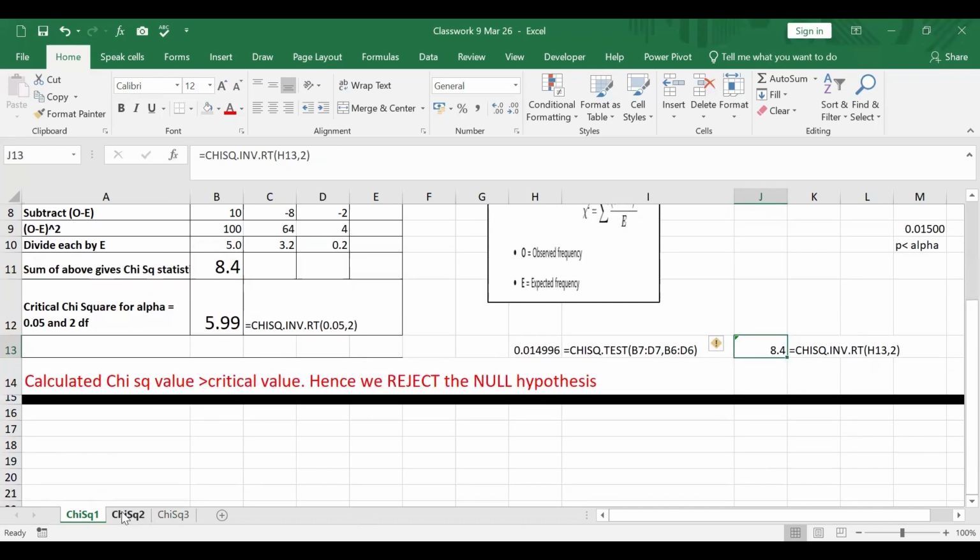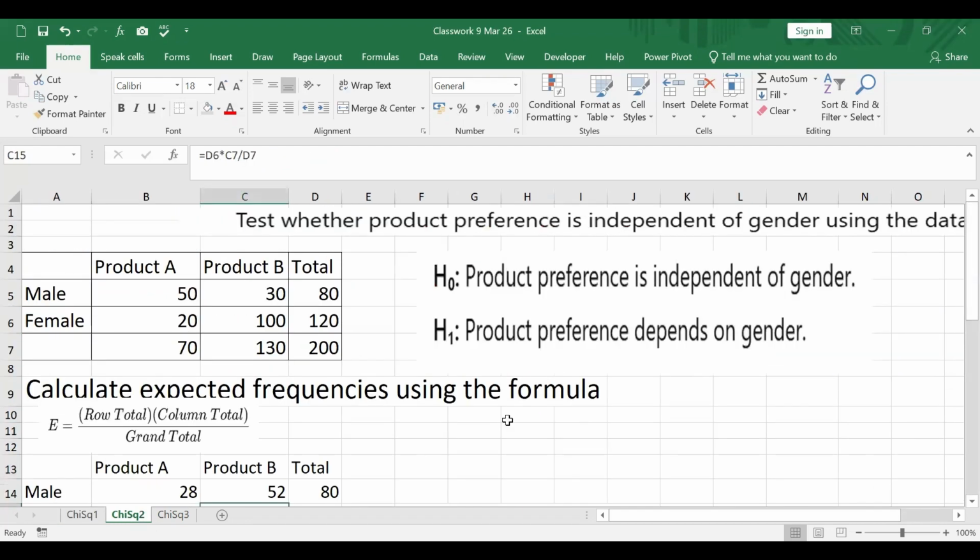Now let us come to a slightly more complex one where there are 2 rows and 2 columns. The males and females. Males preferring product A is 50, product B 30. Female preferring product A is 20, product B is 100. Then take the summation: 50 plus 30 is 80, and also the summation of how many in product A, how many in product B.